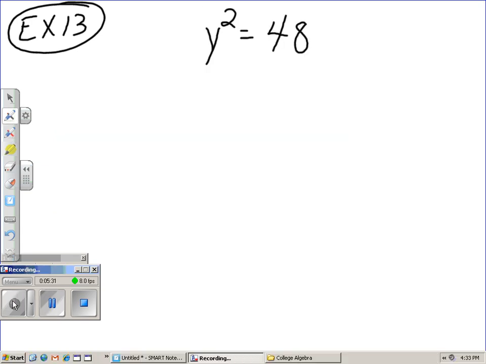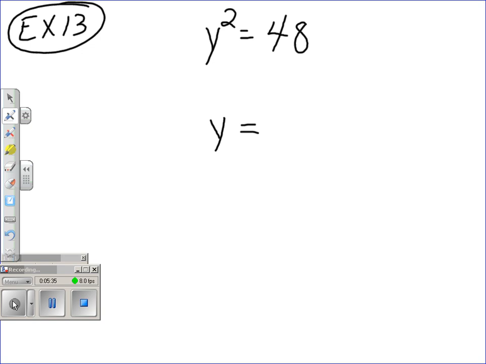So let's look at this example, y squared equals 48. Remember, the whole idea is to get y alone, to isolate y. So I need to get rid of that square. How do I get rid of a square? I do the opposite. I take the square root. You can put the little 2 in there if you want to. So I take the square root of both sides. Square root cancels square, leaving just my y.